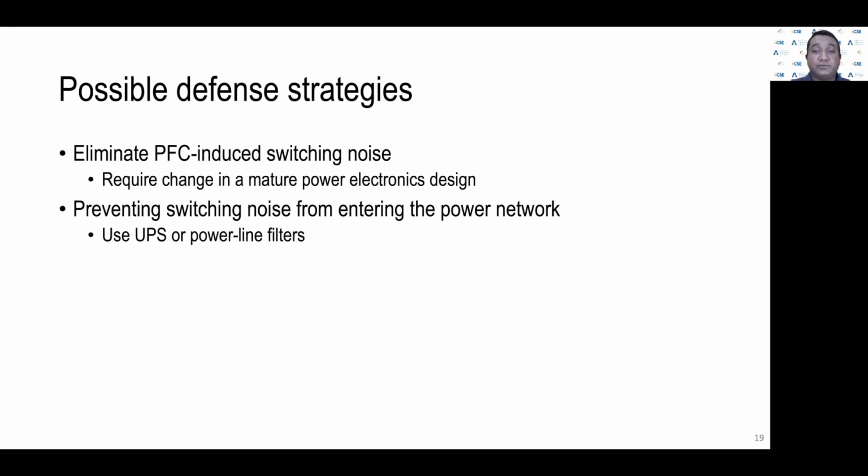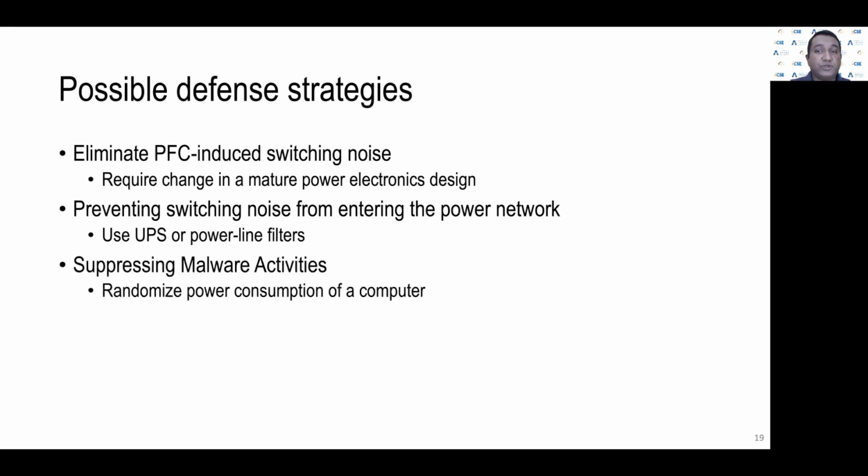A software-based defense approach can be to randomize the computer power consumption at all times by randomly changing the CPU load and frequency scaling. The randomness in power consumption will make it impossible for the malware to embed information in power variation. However, this approach will create power overhead and performance impact for other legitimate applications. We have discussed these defenses with results in our paper, and we urge you to check it out for more details.